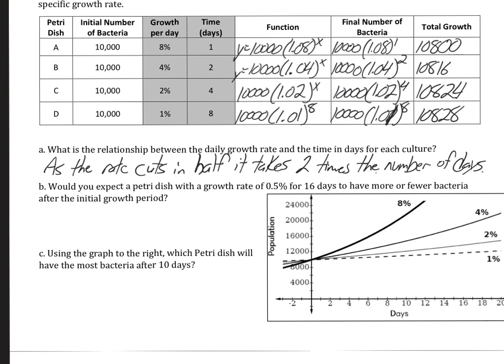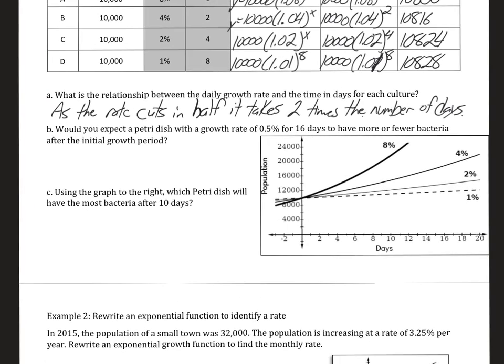Okay, so would you expect a petri dish with a growth rate of 0.5% for 16 days to have more or fewer bacteria after the initial growth? So I'm thinking about this and I'm just going to test it out. So we have 10,000 times 1.005 to the 16th day. That equals 10,830. So I imagine that it would be more, or it should be at least.